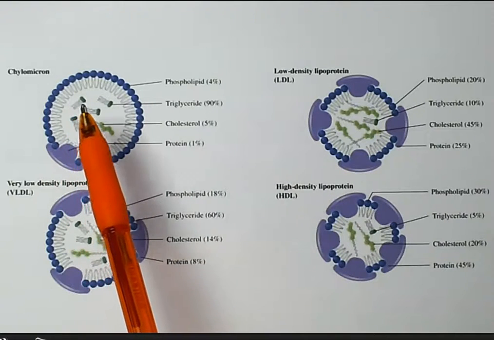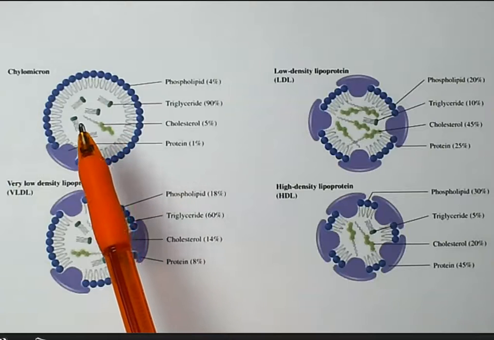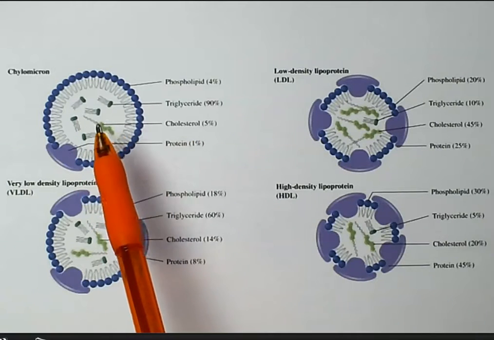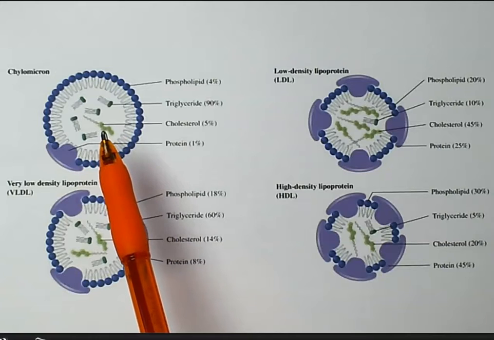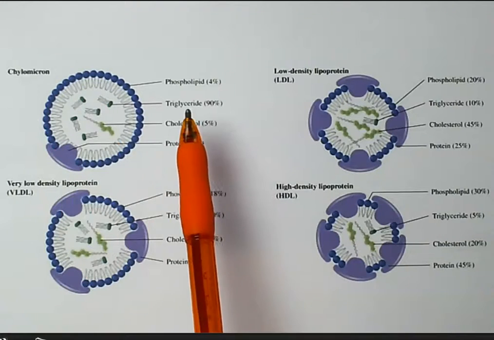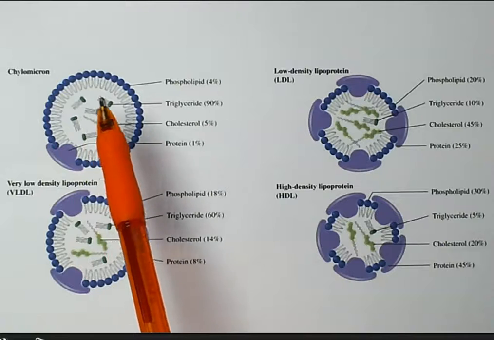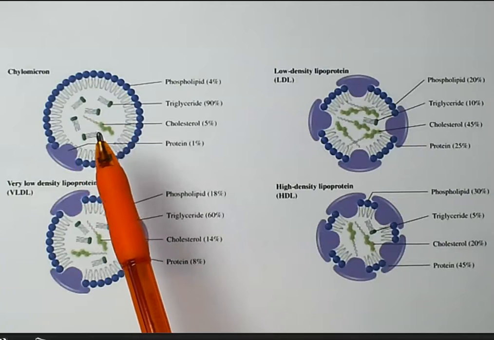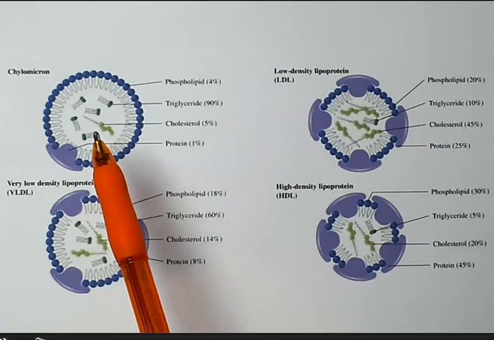Inside the chylomicron, you find triglycerides. You'll also find a small percentage of cholesterol. That's illustrated by this. But about 90% of the mass of a chylomicron is triglycerides. This is the major way that triglycerides that have been absorbed from the intestine, from the food that you eat, are transported through the body.